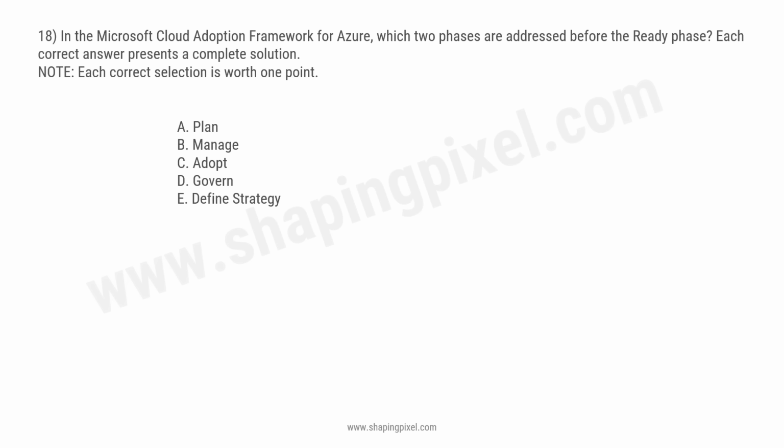Question number 18. In the Microsoft Cloud Adoption Framework for Azure, which two phases are addressed before the ready phase? Each correct answer represents a complete solution. So each correct selection is worth 1 point. And you have five options. Option A, plan. Option B, manage. Option C, adopt. Option D, govern. And option E, define strategy. So the right answers are option A, plan, and option E, define strategy.